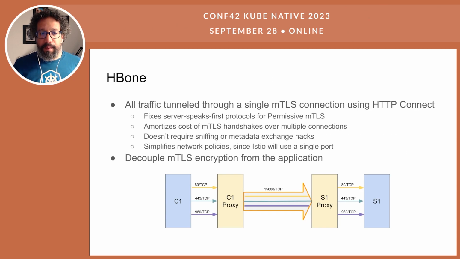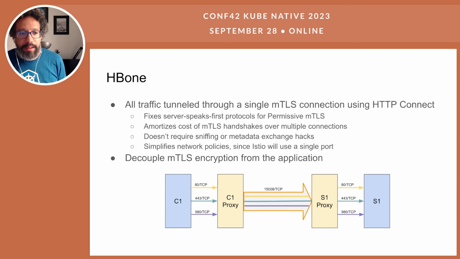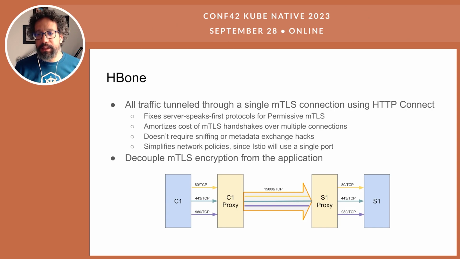With HBONE, one of the things this protocol can do is that it can tunnel the connections through a single mTLS connection using HTTP CONNECT. So it's actually better performance than Istio sidecars. Although this is what HBONE is able to do, by the way, this is actually not visually correct because there are no sidecars. It's the ztunnels talking to each other, and the ztunnels will have a single mTLS connection, and they will tunnel all traffic through that connection.